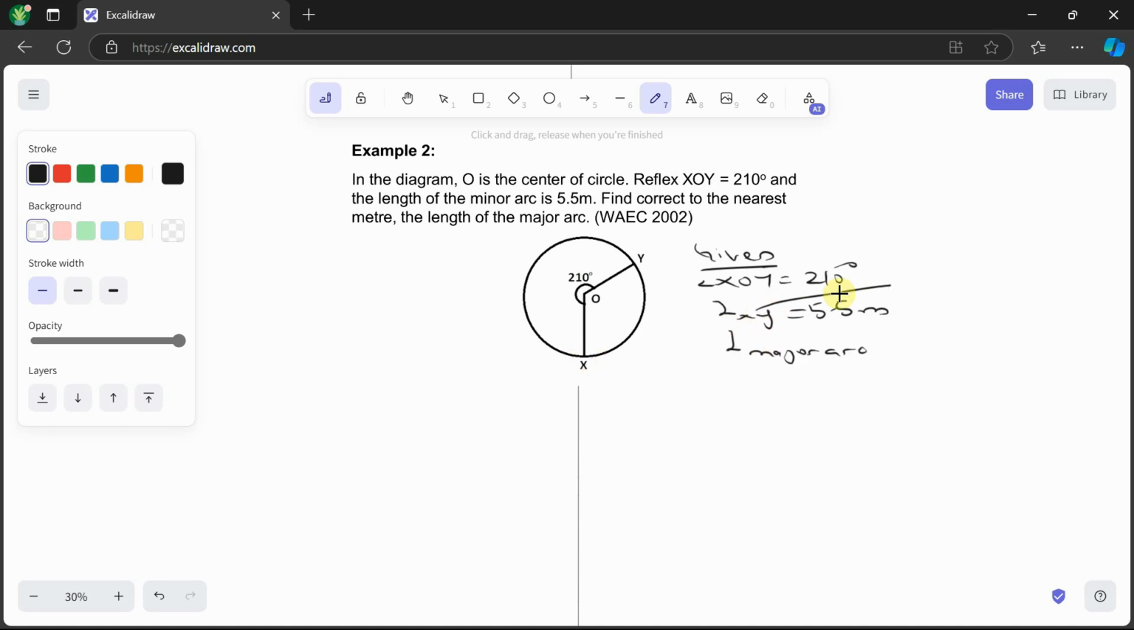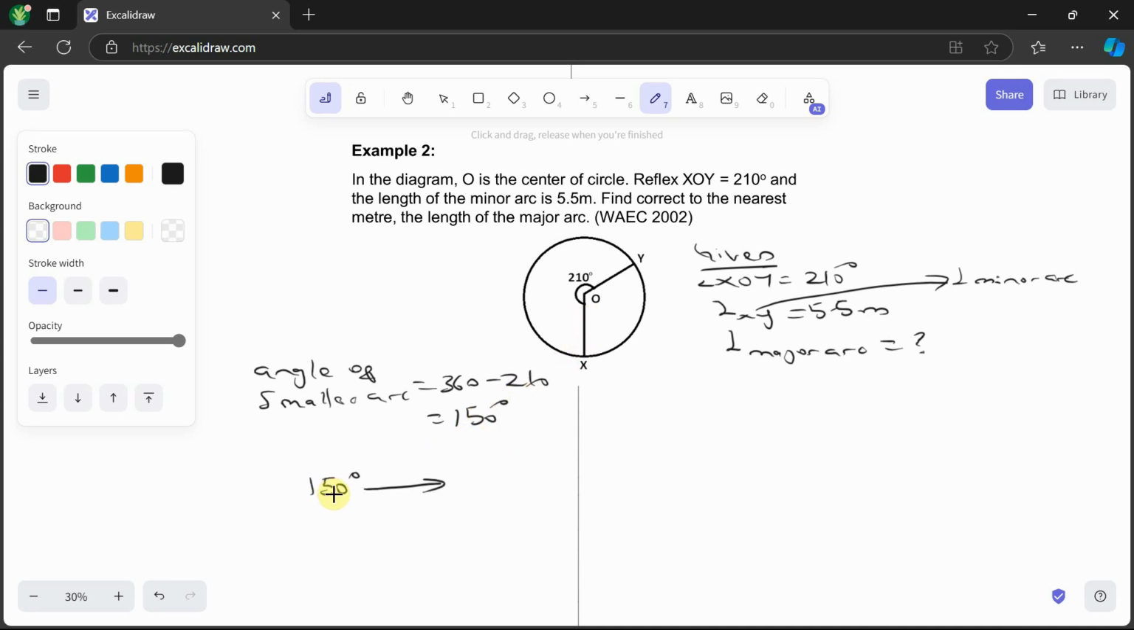So instead of me saying length of XY, because this one could also be XY, let me just say length of the minor arc. So this is what we're told to find. I told you that this is a simple case of proportion. So the angle of the smaller arc will be equal to 360 degrees minus 210. I already explained why this is. This will give me 150 degrees, right?